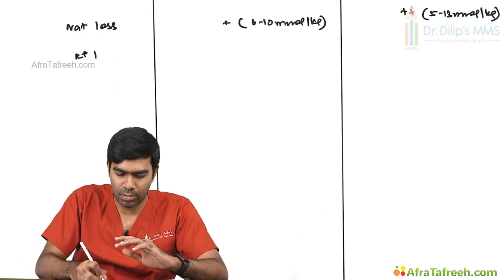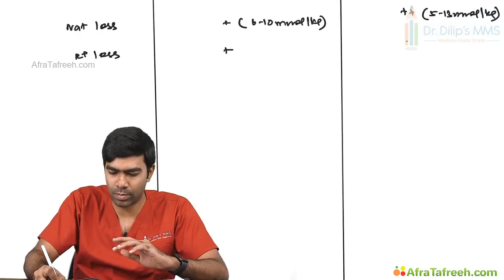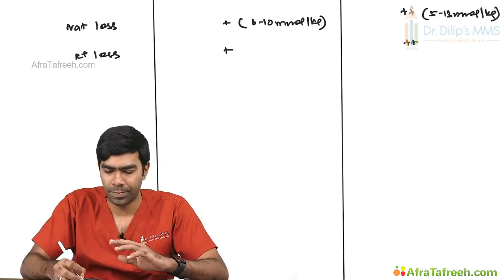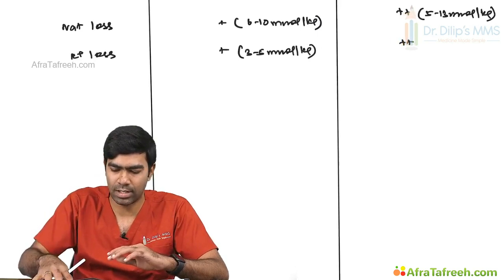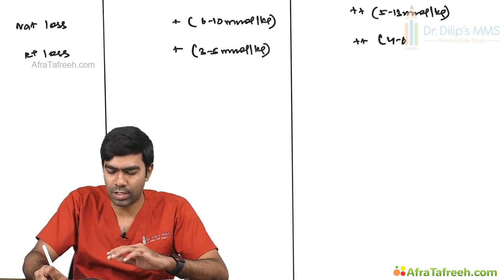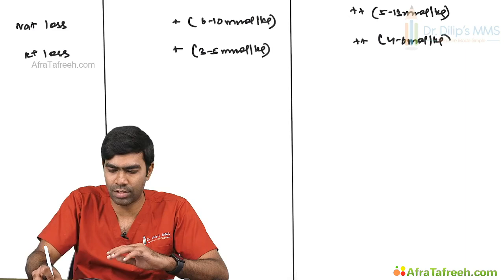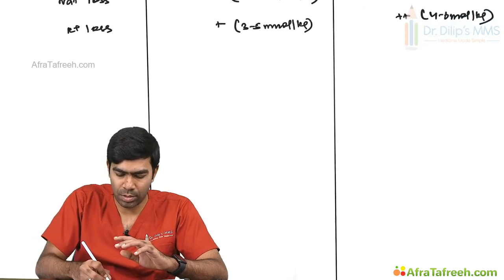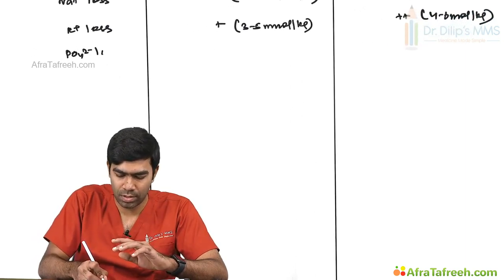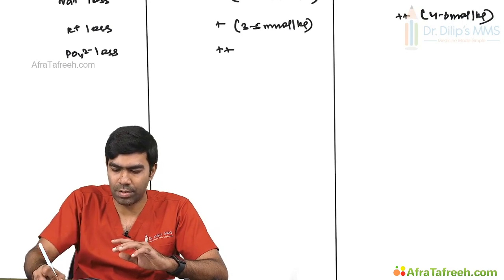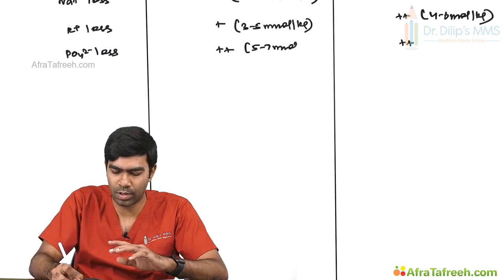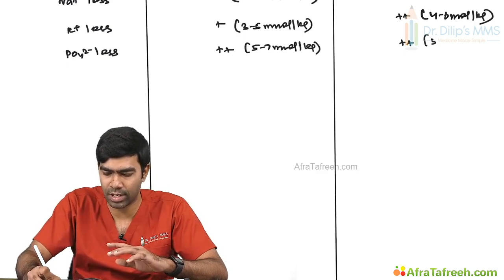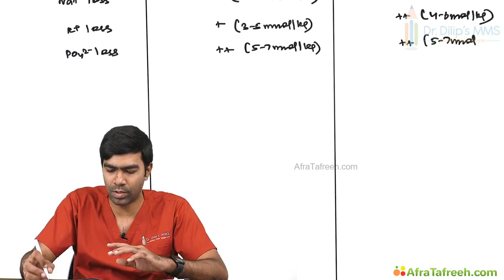And what about the potassium loss? Potassium loss, once again, is going to be a little more with HHS, whereas potassium loss in DKA patients is going to be 3 to 5 millimoles per kilogram, whereas in HHS, it's approximately 4 to 6 millimoles per kilogram on average. And there is going to be phosphate loss as well. Phosphate loss can be almost equal between them, where it is approximately 5 to 7 millimoles per kilogram, whereas in HHS, it's 3 to 7. I can write 5 to 7 millimoles per kilogram as well.